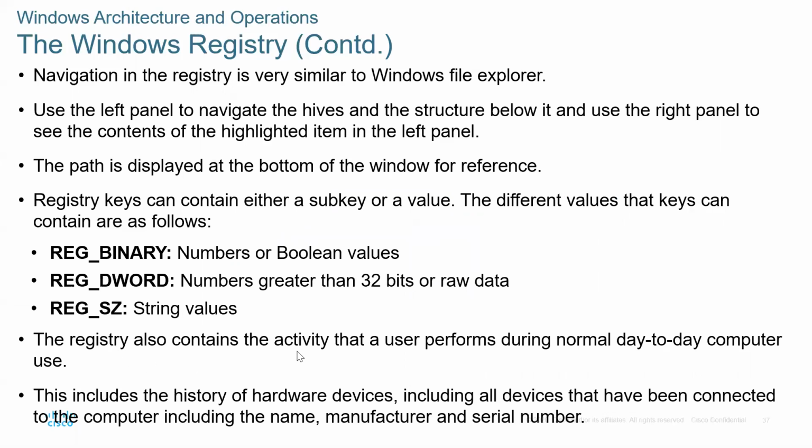The registry contains the activity that a user performs in day-to-day use. It includes the history of hardware devices, including all devices that have ever been connected to the system, including the name, manufacturer, and serial number. So if I plug in a USB drive, the registry is going to record the manufacturer of that, the serial number of that, etc.